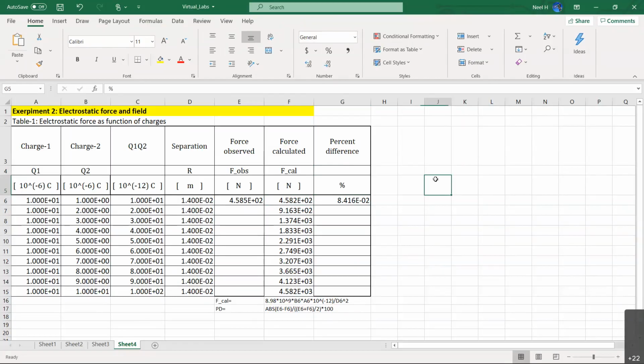Okay, equation. For consistency, I'm keeping about 4 significant figures throughout this table. Then I don't need to reformat again and again. Everything is going to be at the same number of significant figures.